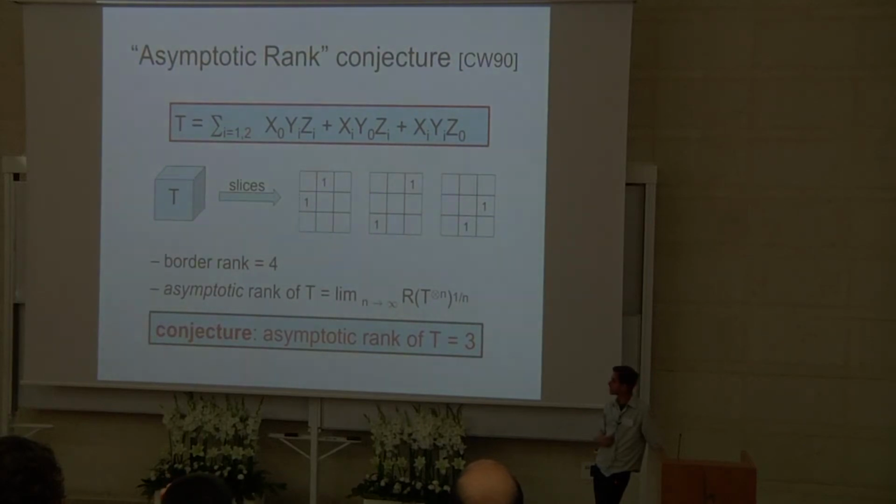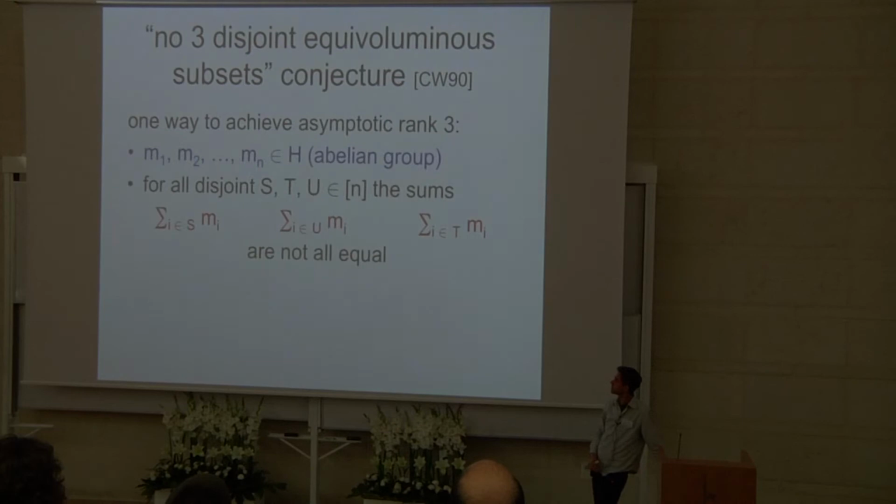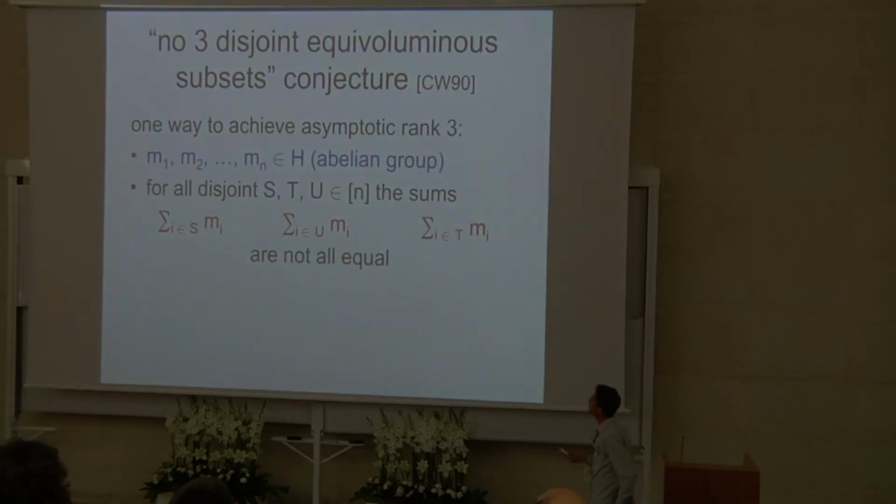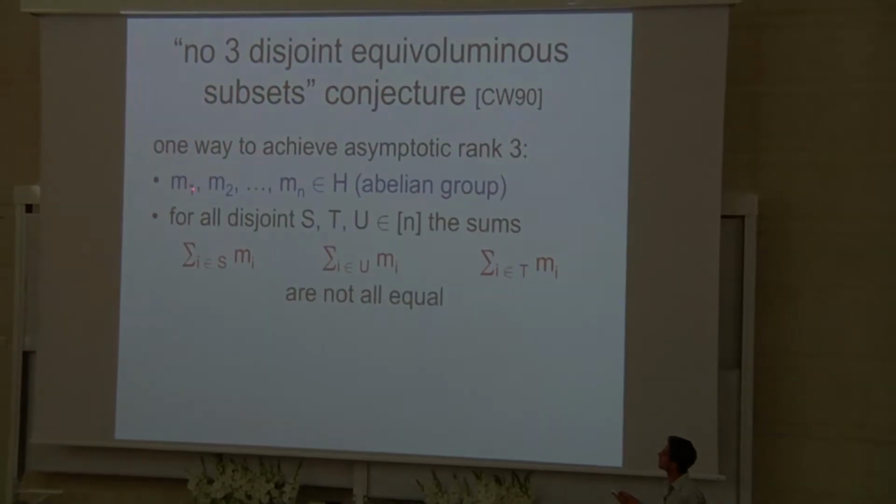Okay, so that's one conjecture, which is again in the realm of thinking about concrete bounds on the rank of tensors. One way that you can achieve asymptotic rank of 3 is via this conjecture, which is attributed to Coppersmith and Winograd again. It has a very long name, no 3 disjoint equivoluminous subsets. And so here's the question.